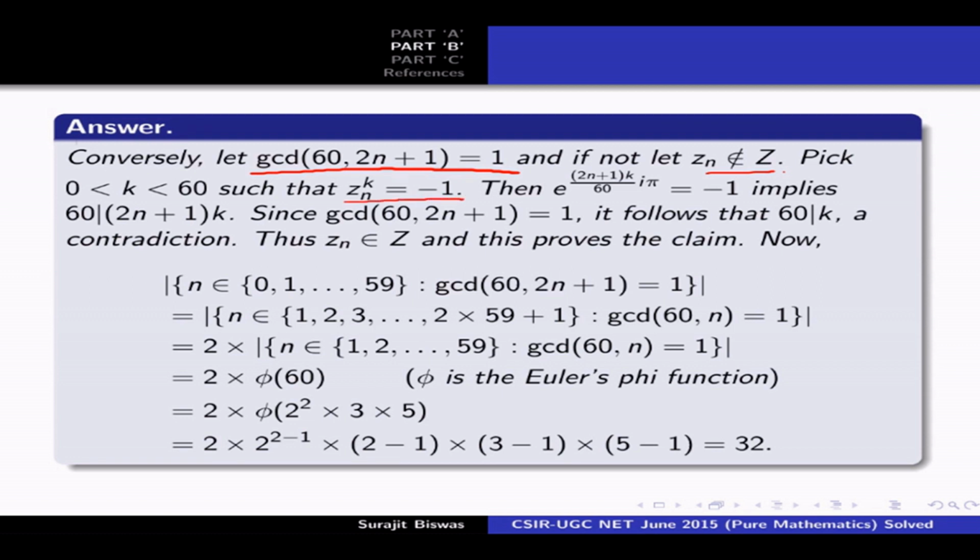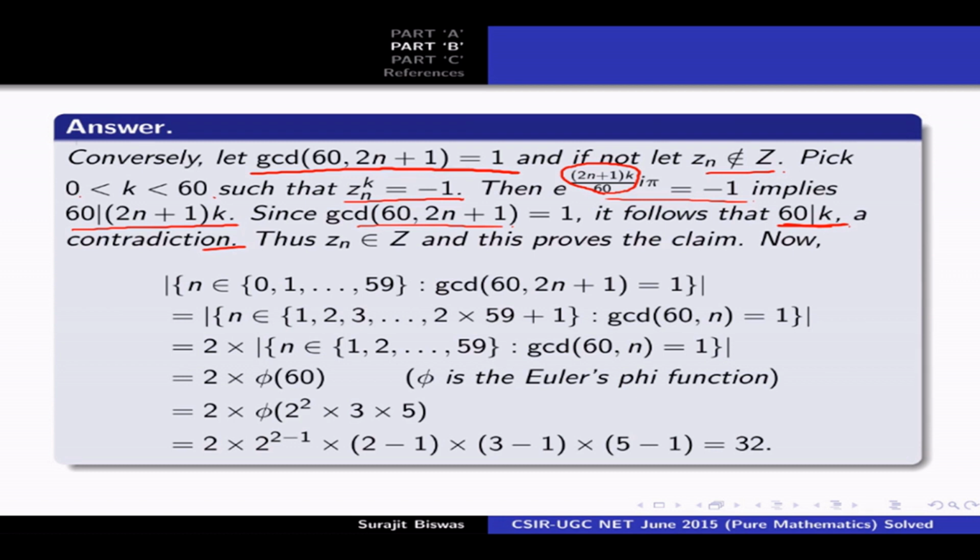And then what does this mean? Then e to the power (2n+1) times k i pi divided by 60 equals minus 1. This implies 60 divides (2n+1) times k, because this has to be an integer, and since GCD of 60 and 2n+1 is 1, it follows that 60 divides k, but k is strictly between 0 and 60, so this cannot happen, so it is a contradiction. Thus Zn belongs to Z, and this proves the claim.